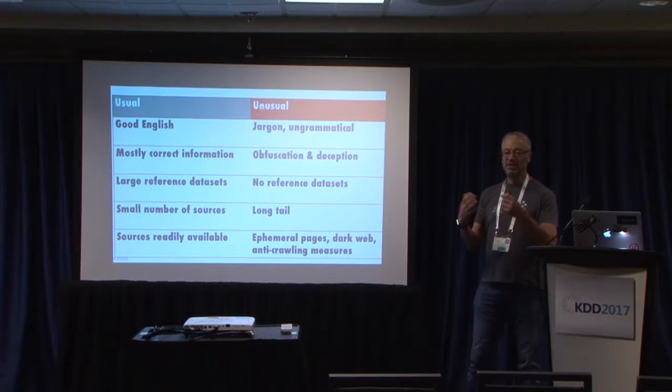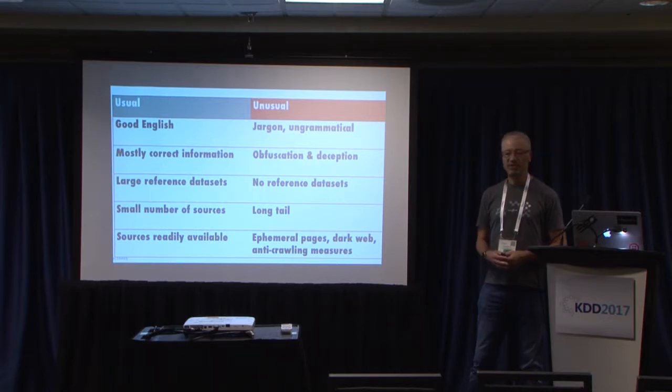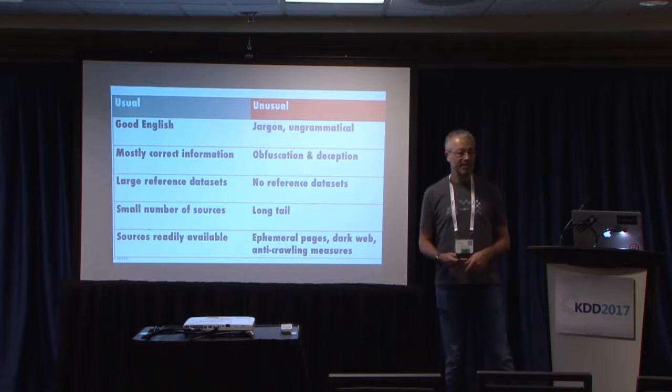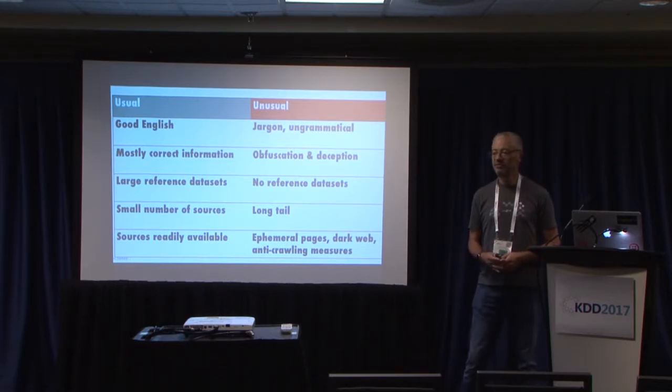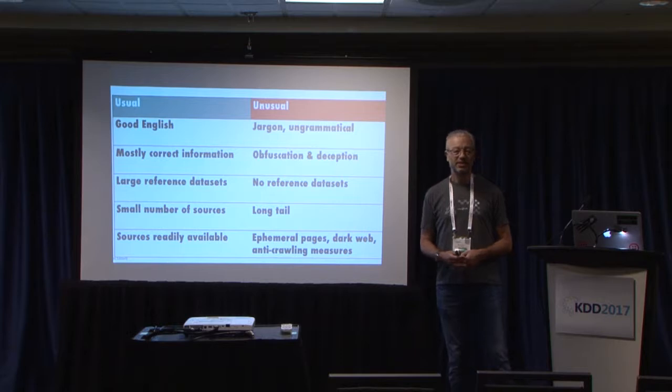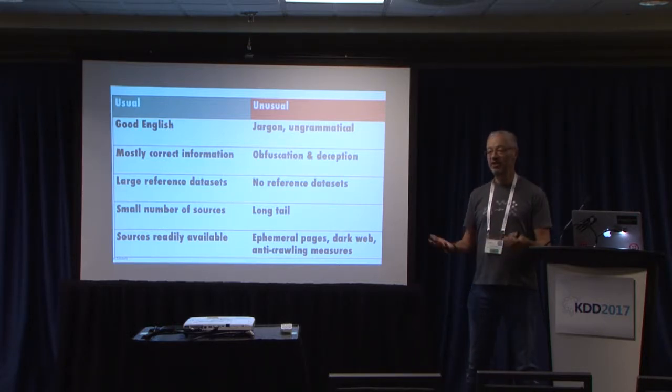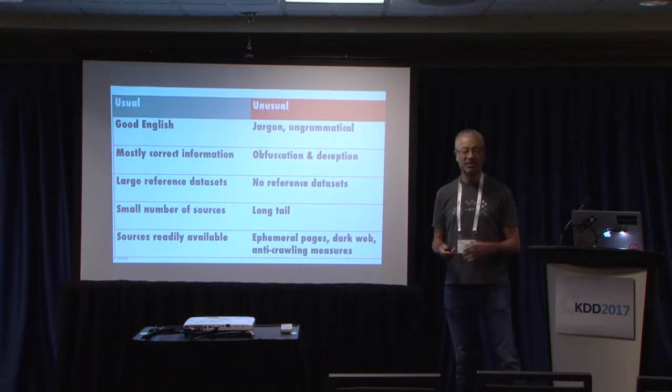To me, if you think of a usual domain, you think of news. So people have done extractors and lots of things with news. And there's some good English. Now, the unusual domains, they're going to have a lot of jargon, a lot of ungrammatical text, where your standard Stanford NER extractor is going to perform miserably.